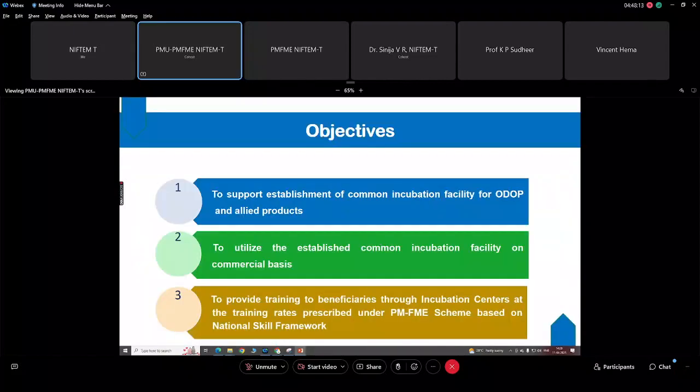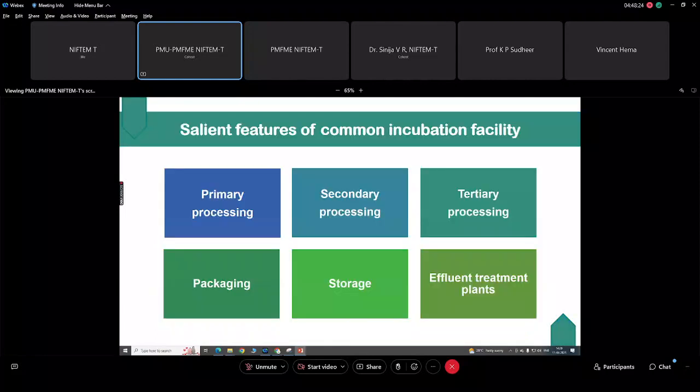Basically, it is created for ODOP and allied products for running on the commercial basis. Normally, primary processing line and secondary processing, tertiary processing, packaging, storage, and the ETP also included in this common incubation facility. It is created for one or more products, like one ODOP line and 2 or 3 allied lines, which is non-ODOP lines.